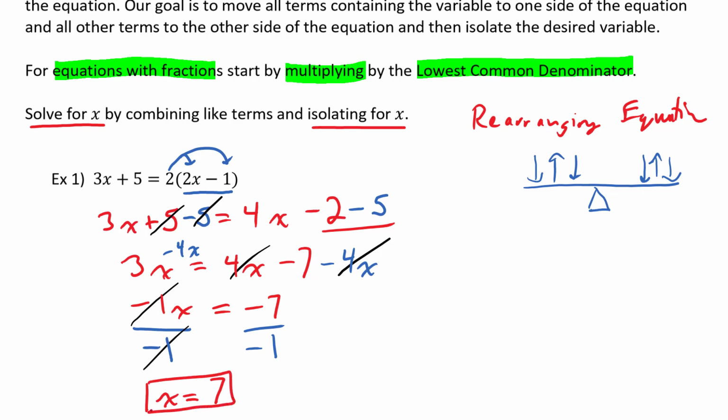Final answer. This skill of rearranging equations is pivotal that you have this mastered. Now the question is how do you know that x is equal to 7? Well, the wonderful thing about solving equations, we can always do a check. So let's show you how we do that. Let's check it.